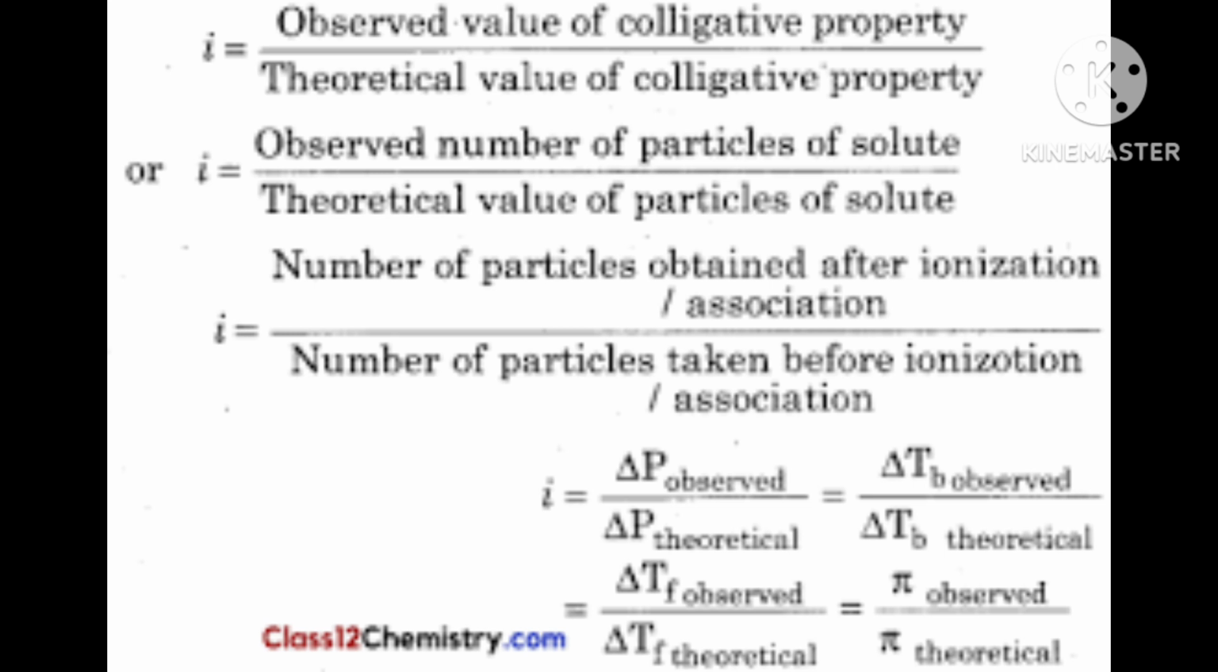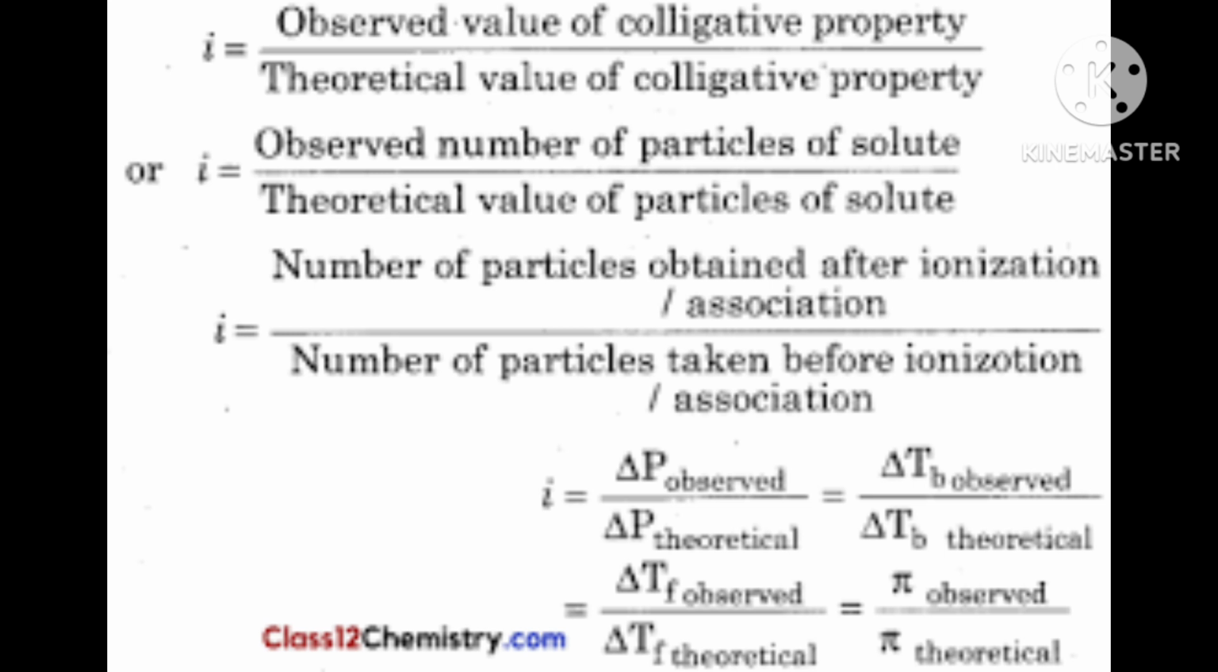Then in case of association, vapor pressure increases, and when vapor pressure increases, the boiling point will decrease because both are inversely proportional. Vapor pressure increases means boiling point will decrease because vapor pressure is more. If you heat, more solvent will vaporize quickly, and it will quickly become equal to the atmospheric pressure. That's why the boiling point will decrease.